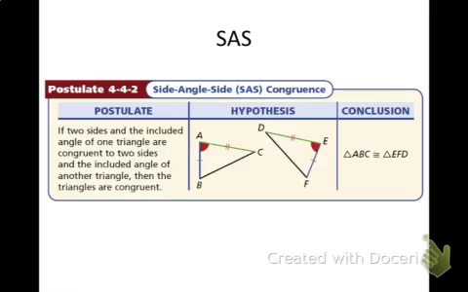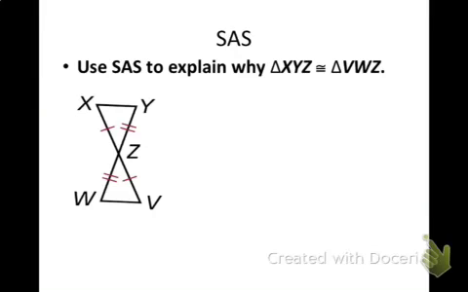So this one is SAS for real this time. And it stands for side angle side. So as long as you have a side, the next angle, and then the next side that are congruent, then you know that both your triangles are congruent. And it has to go in that order, just like with the last one. So let's use SAS to prove this one.